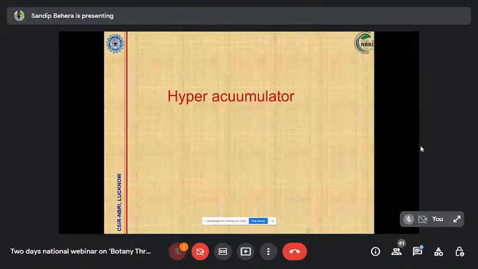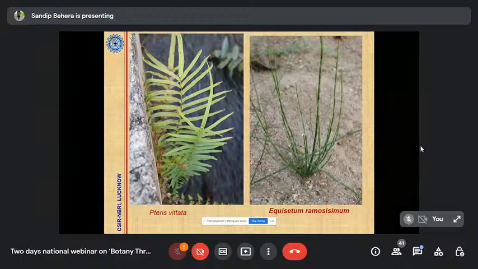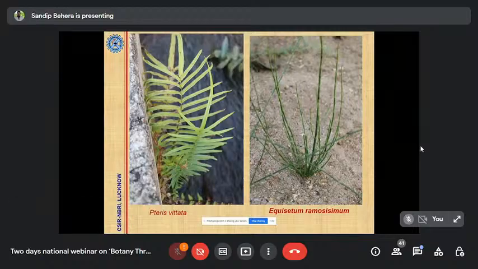Now, hyperaccumulators. You might have heard about hyperaccumulation. Pteris vittata: Lena Ma, in 2002, published a paper that Pteris vittata is a hyperaccumulator of arsenic. Then people came to know that pteridophytes have tremendous value, they are good hyperaccumulators. There are so many plants that hyperaccumulate. For example, Equisetum ramosissimum, all the species of Equisetum accumulate mercury.